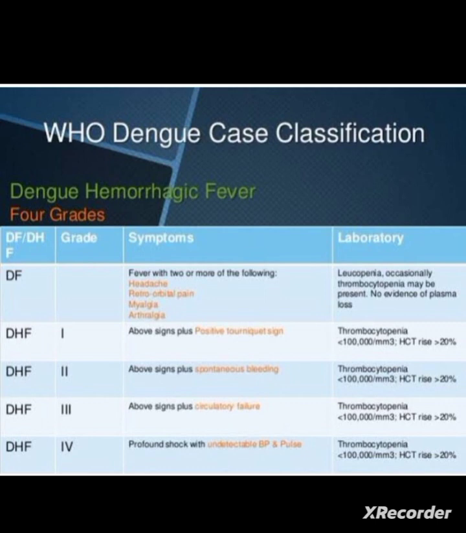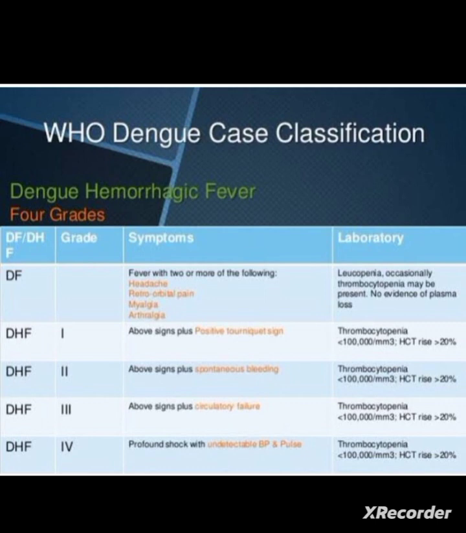Here there will be signs of dengue fever with spontaneous bleeding. So spontaneous bleeding means when we are giving injections, there will be bleeding from that site, or from the mucosa there will be bleeding. Okay, so from the abdomen there will be bleeding, so there will be spontaneous bleeding. That means the patient's platelet count will be decreased again. Mostly when there is spontaneous bleeding, the platelet count will be less than 50,000.